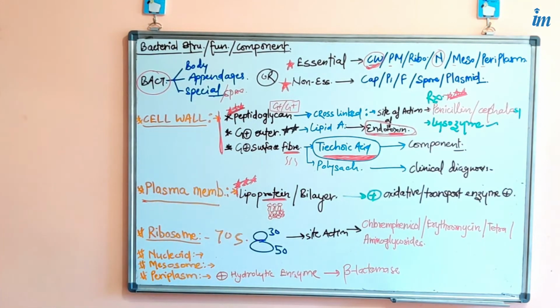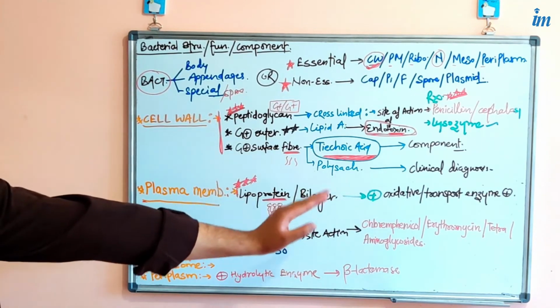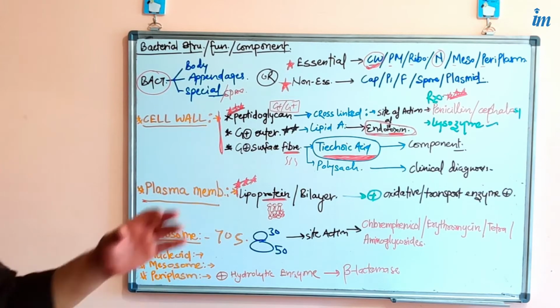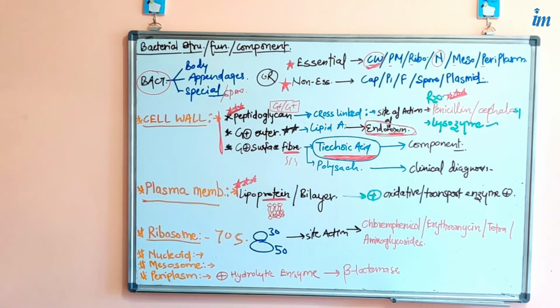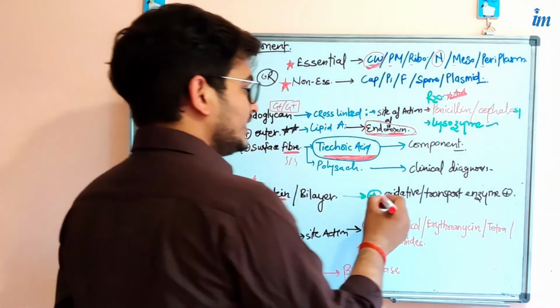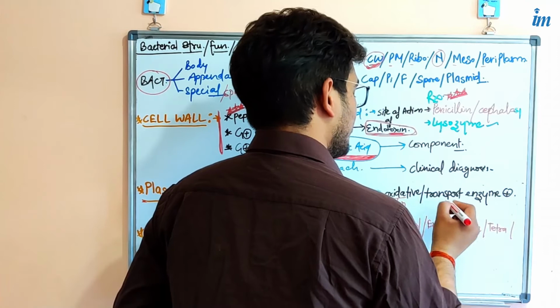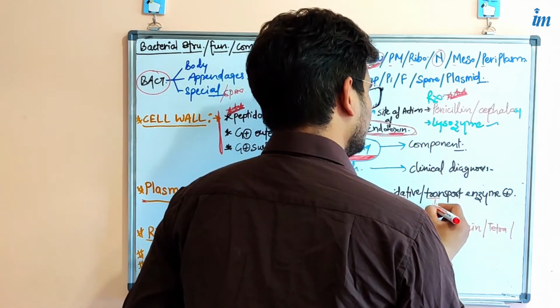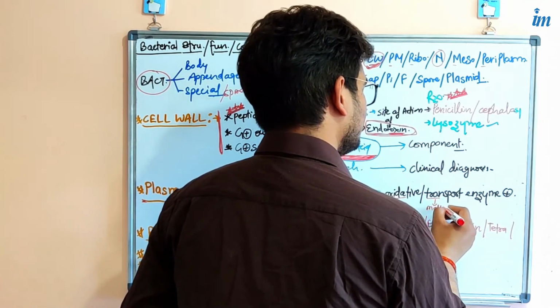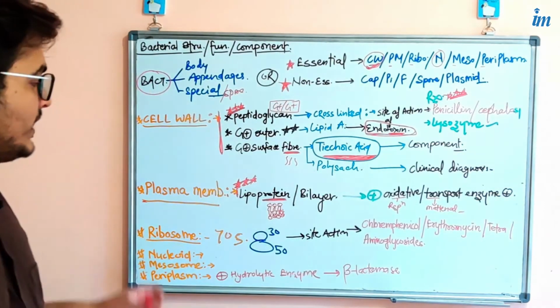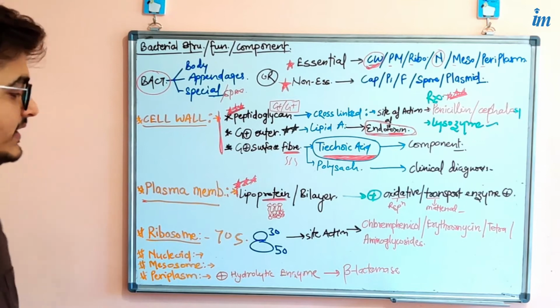Lipoprotein bilayer, and what do they have, or you can say their function? They contain oxidative and transport enzymes. Oxidative for the respiration of the bacteria and transport for the material. So just keep in mind oxidative and transport material found in the plasma membrane of the bacteria.